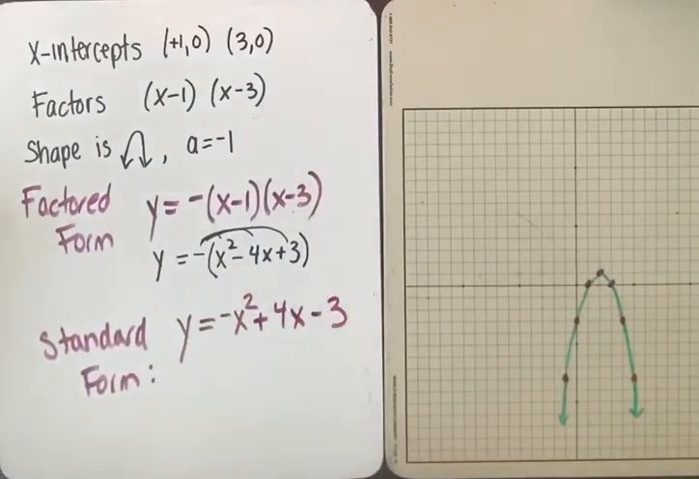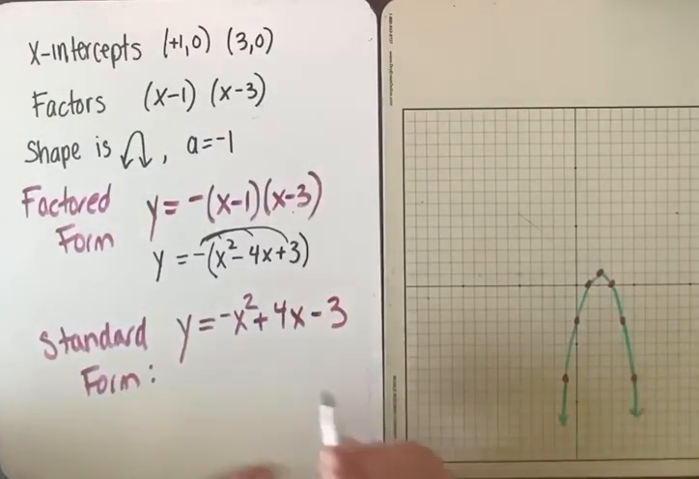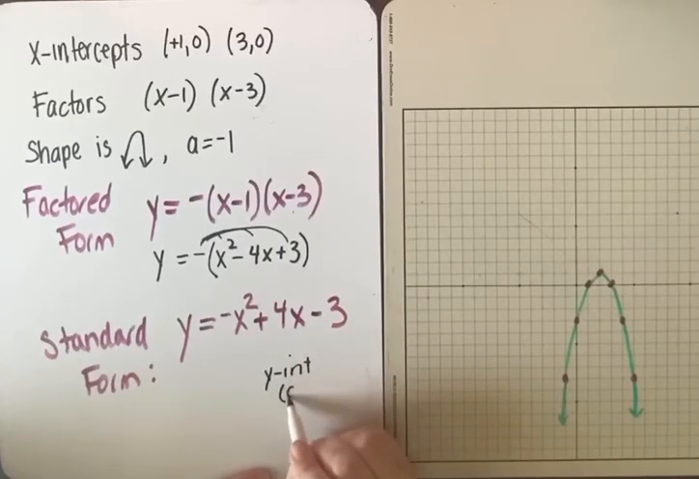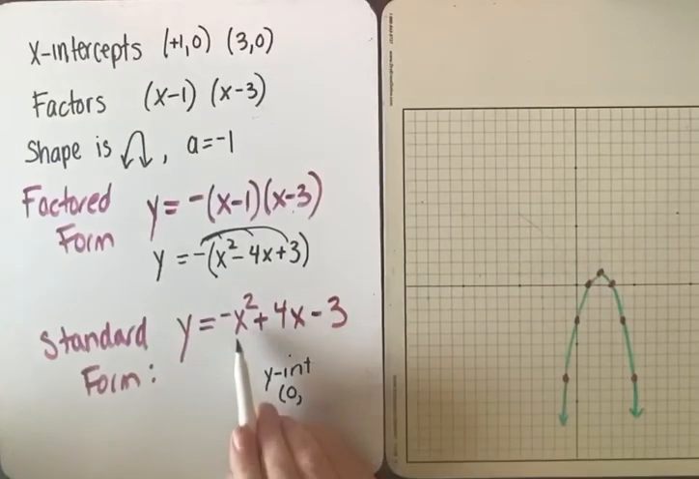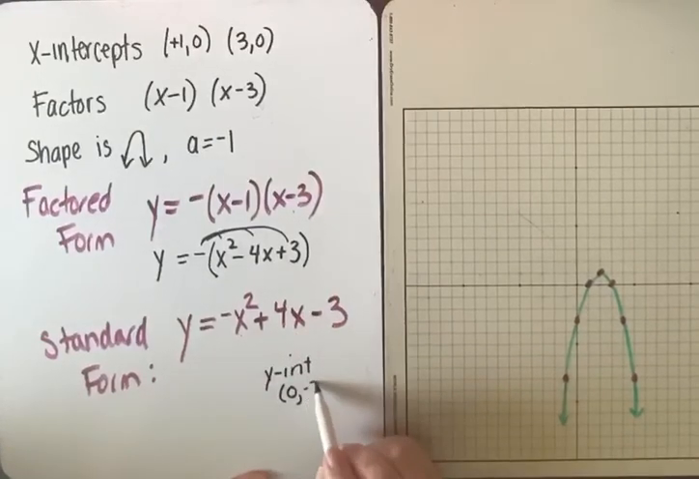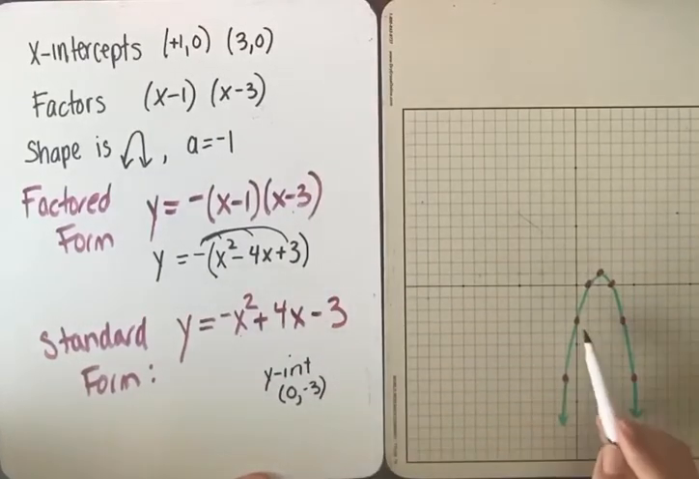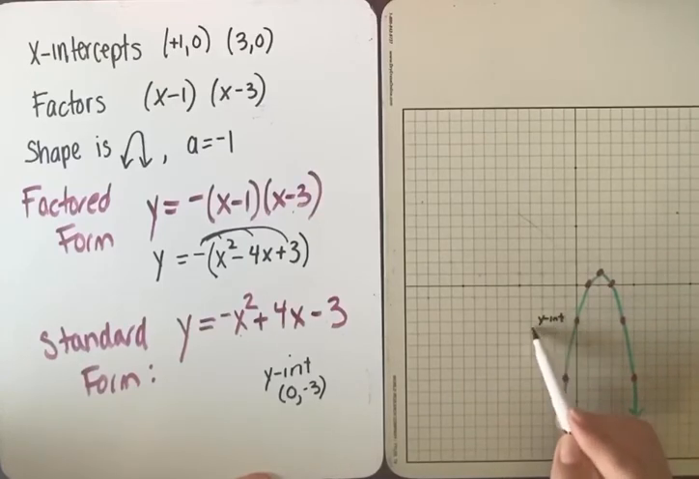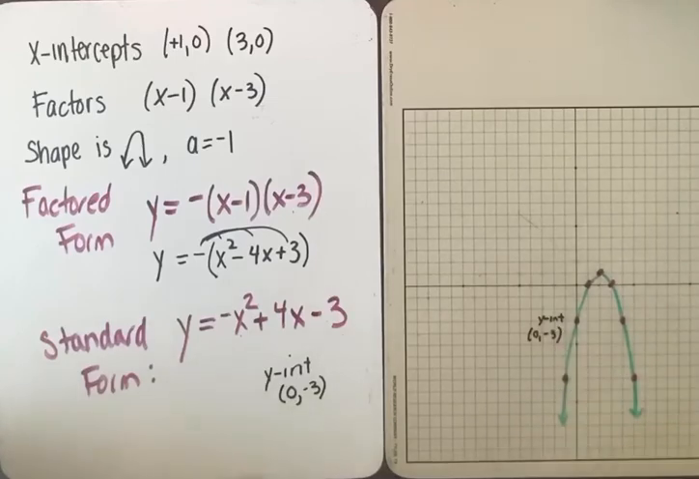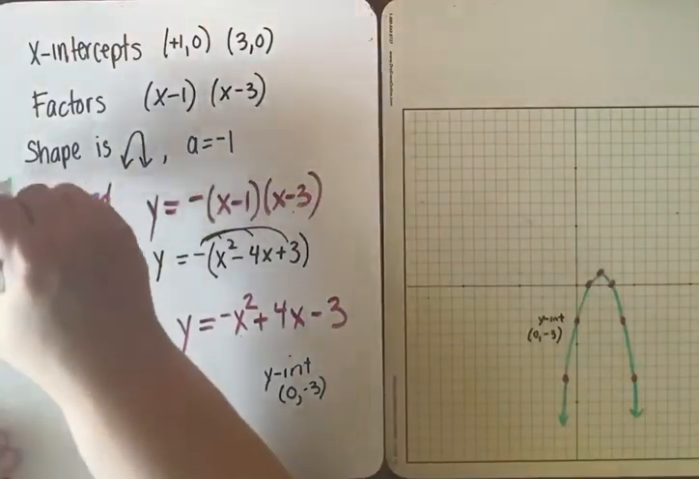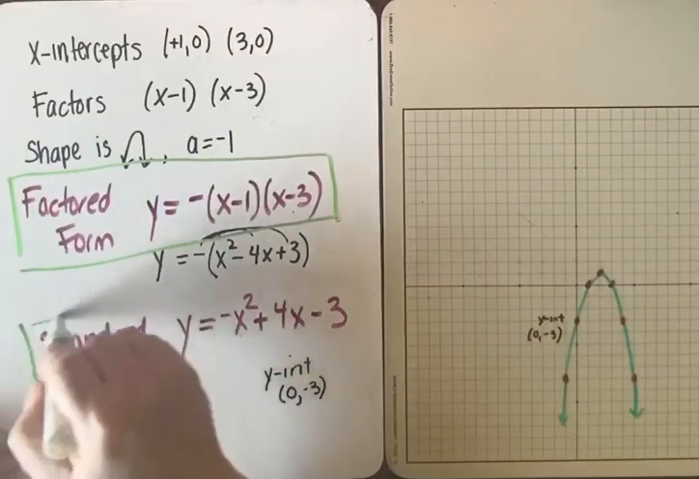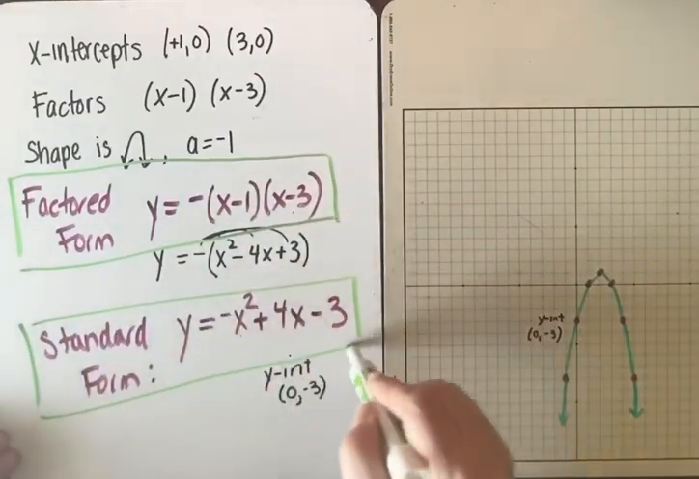We can very quickly do a double check with our graph here. If we look at the y-intercept, once again, the value of x is 0. If x were to be 0 here, our y value would be -3. You can verify, looking at our graph, that right here is the y-intercept at (0, -3). And so therefore we have found both our factored form and our standard form for this parabola.